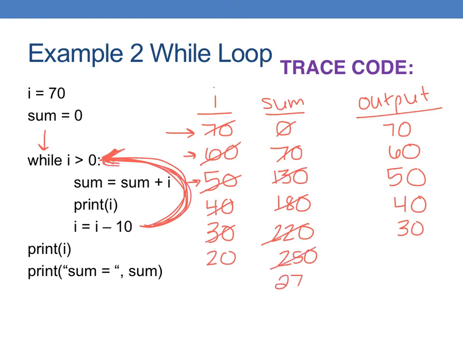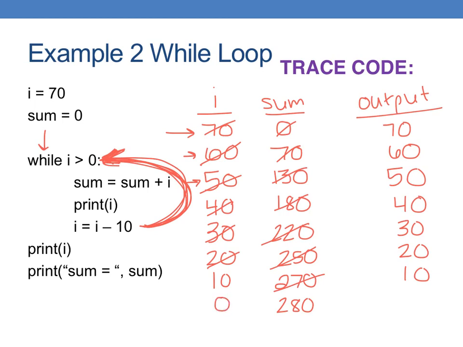So we add sum plus I, print I to the screen, subtract 10. Loop back up one more time, still true. So here these become 270 plus 10 is 280. Print I to the screen, subtract 10, so that's 0.